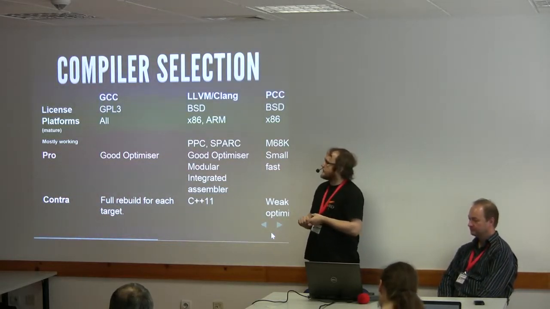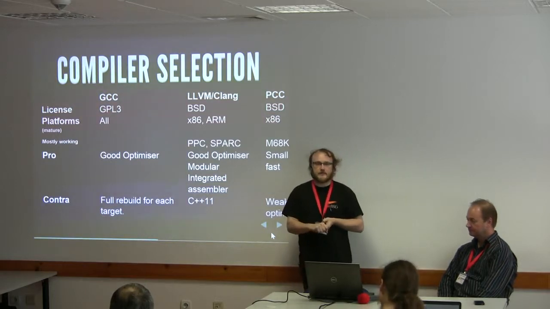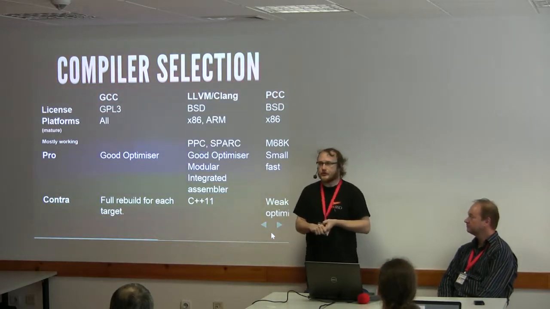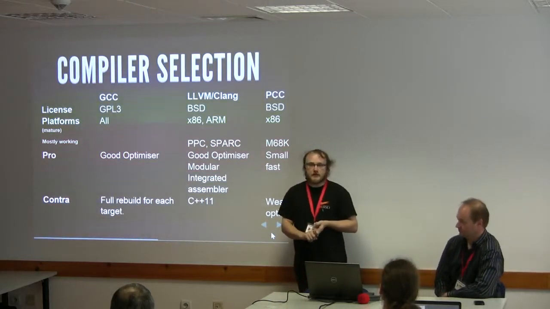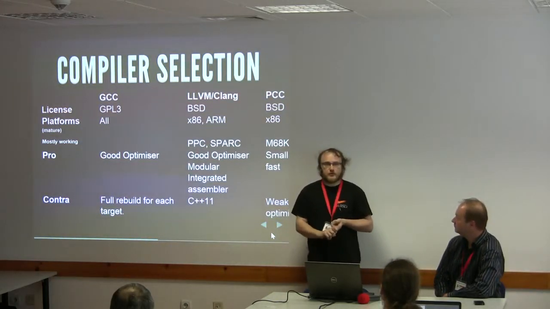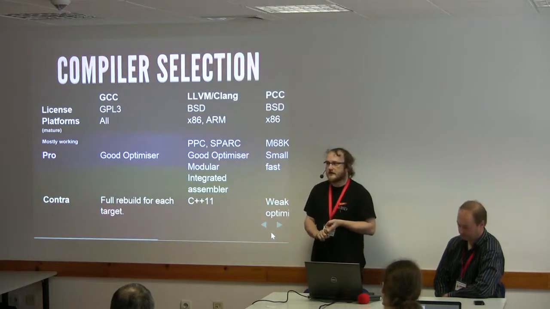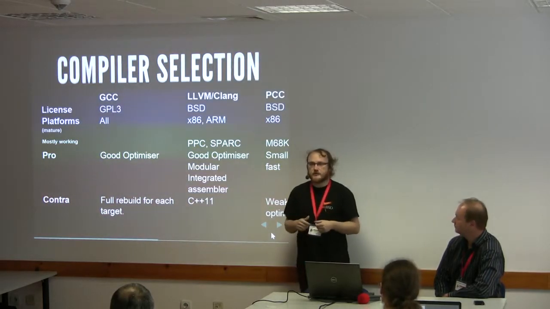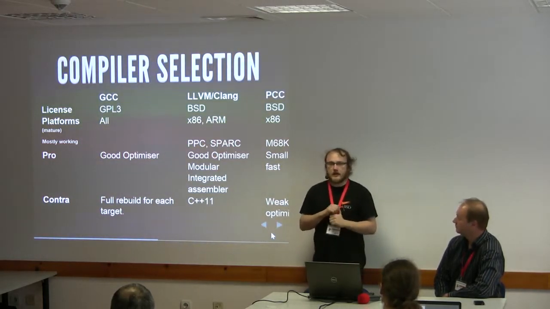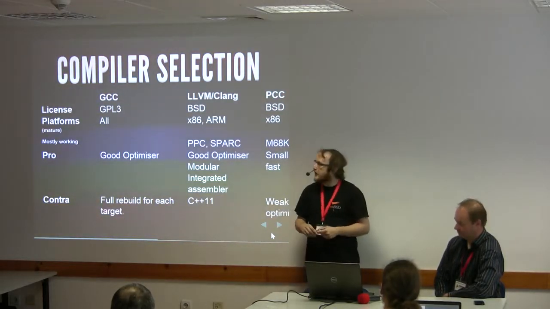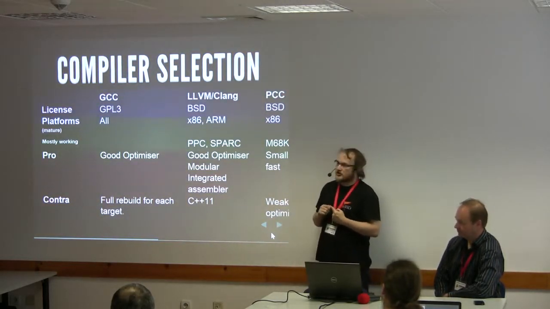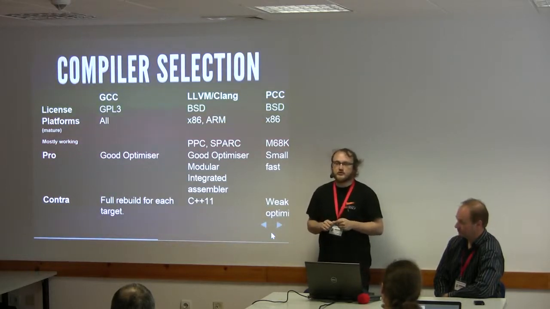One of the problems we have is LLVM and Clang currently only fully support x86 and ARM. Fully supported means in this case you can build a complete release and don't need anything from GCC for it. PCC currently has a pretty mature code generation for x86.